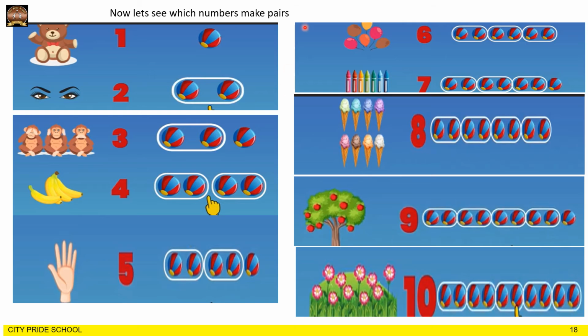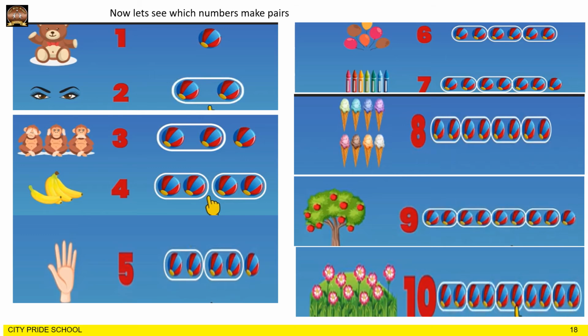Now you saw here, 1 cannot be paired. 2 can be paired. 3 cannot be paired. 4 can be paired. 5 is not paired. 6 can be paired. Here, one ball is left, so it cannot be paired up. And 8, yes, all the balls can be paired. 9, one ball is left. Then all the balls are paired.